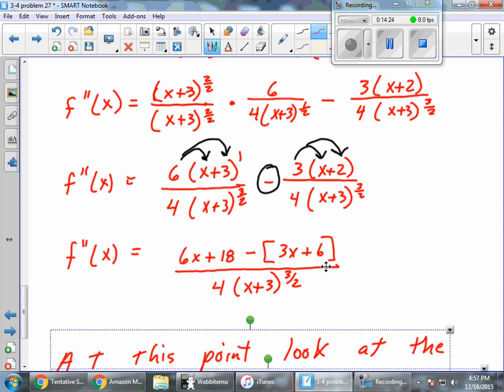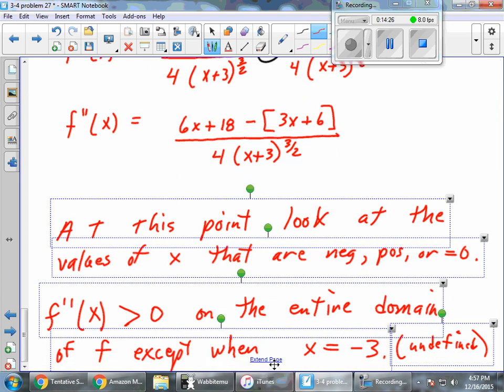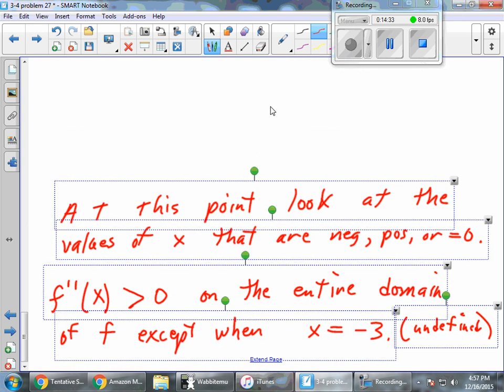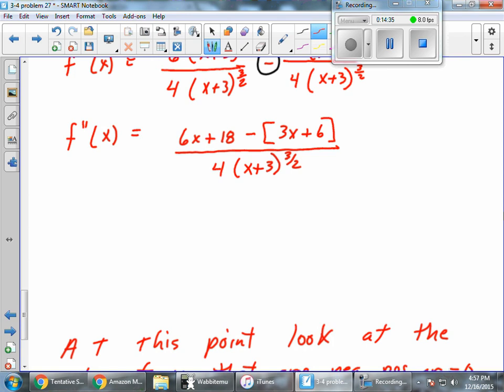Okay, we're almost done. Oh, I still didn't have enough room down there. Terrible. Extend page. Drag that down a little bit farther. We'll be done. Okay, last step. We're here, gang. We made it.